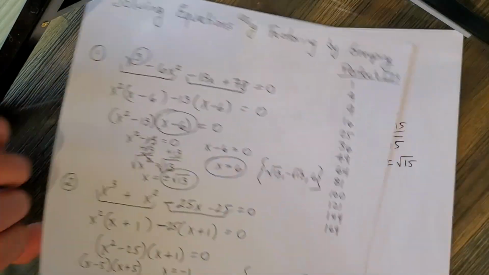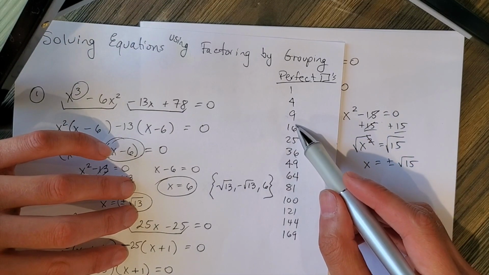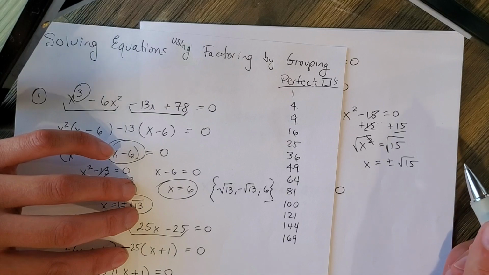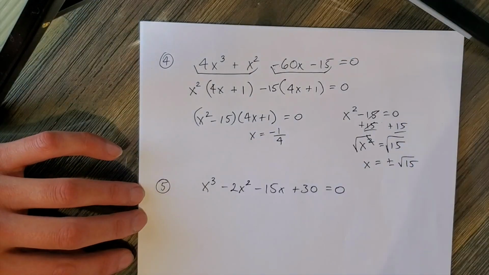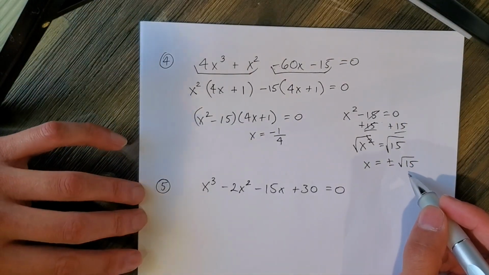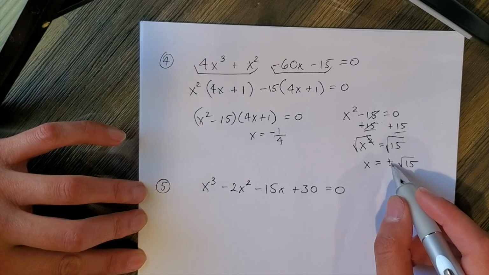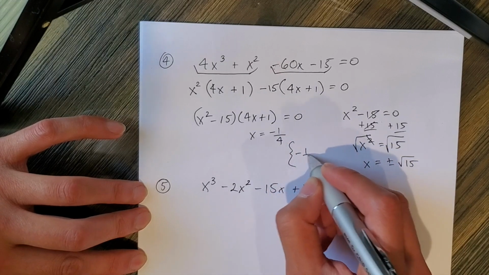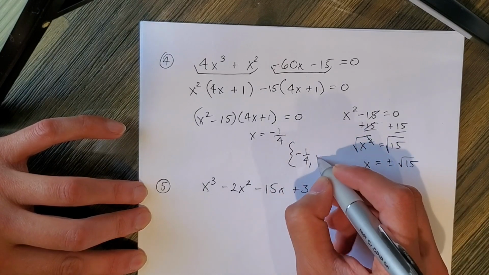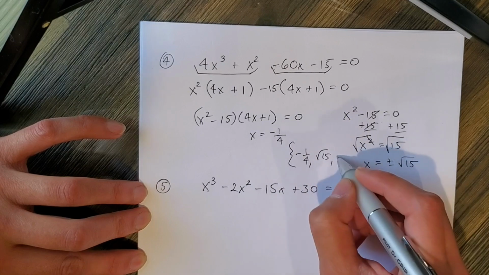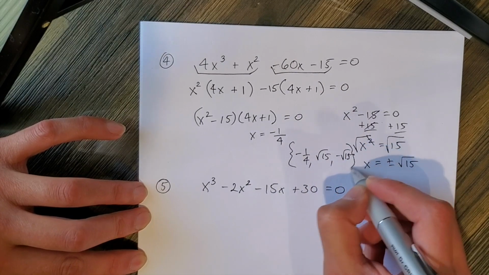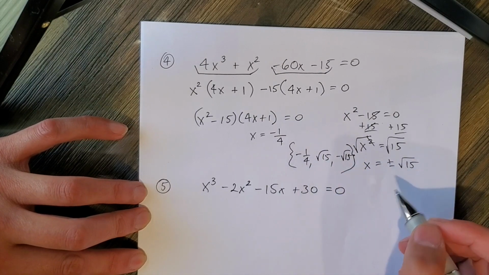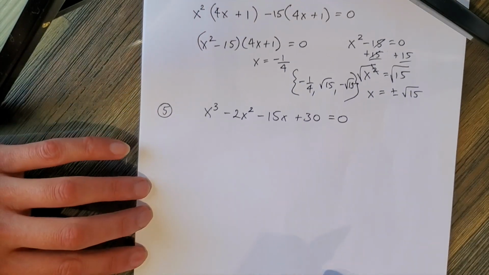Now remember our list here. 15 is right before 16, so I would have to divide it by the 9 or the 4, and that's not going to give me a nice whole number. So that means that 15 does not have any perfect squares in it. So my answer would just be plus or minus square root of 15. So my three solutions would be negative 1/4, positive square root of 15, and negative square root of 15. So 1, 2, 3 solutions. You guys getting the hang of this?